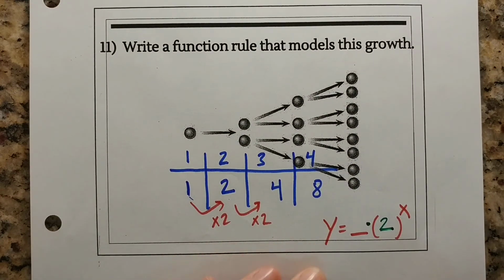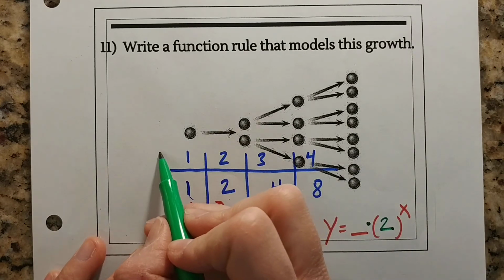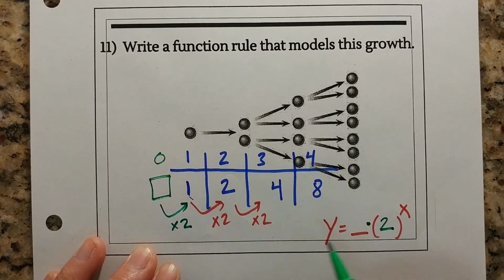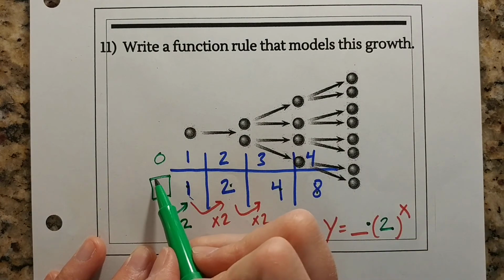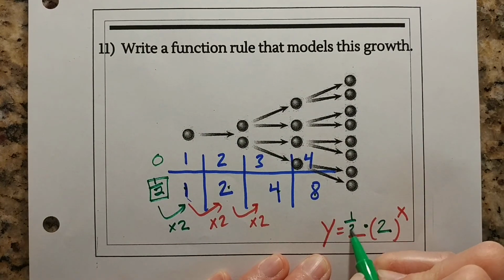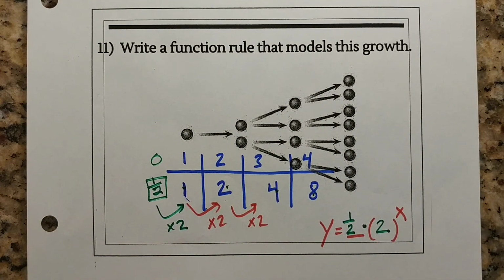2 goes right here. Now I need to know where the function starts. Let's go back to when x is 0. So if this is multiplying by 2, then we divide by 2. Divide by 2, divide by 2, divide by 2, and 1 divided by 2. 1 divided by 2 is 1/2. So 1/2 would be my y-intercept. And there's my function rule.